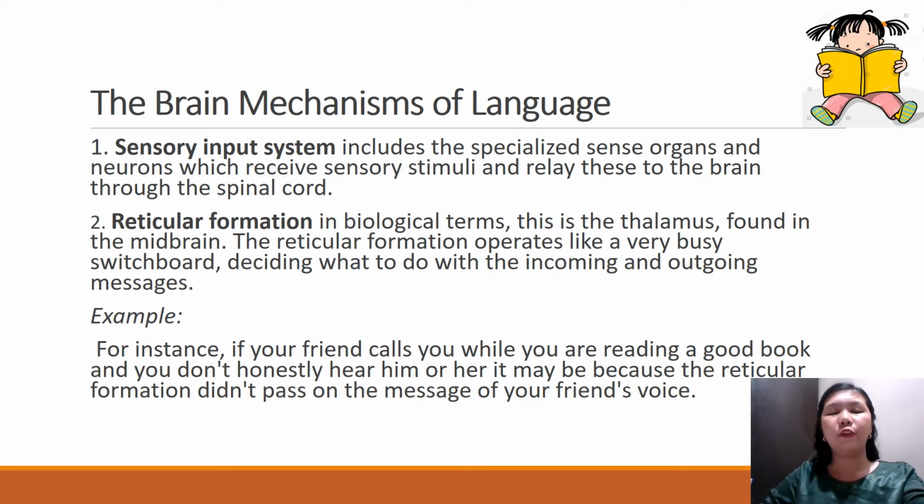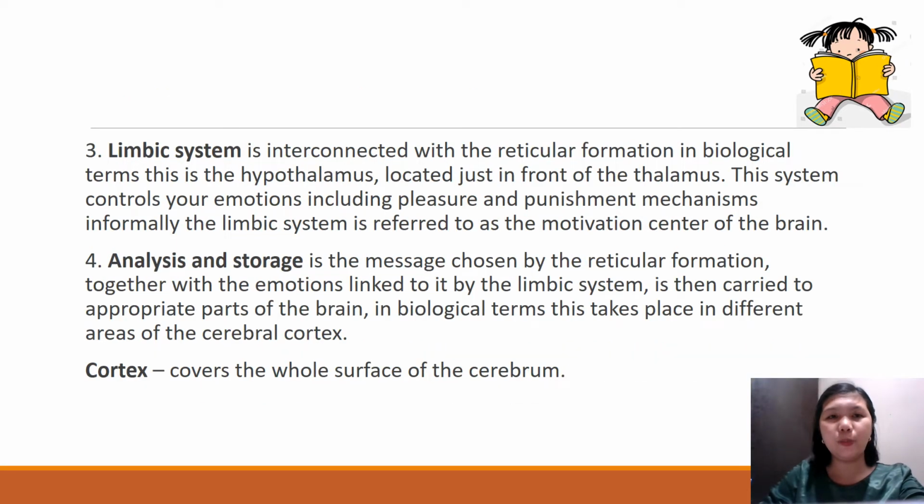For instance, if your friend calls you when you are reading a good book and you don't honestly know him or her, it may be because the reticular formation didn't pass on the message of your friend's voice. Number three is the limbic system. It is interconnected with the reticular formation.